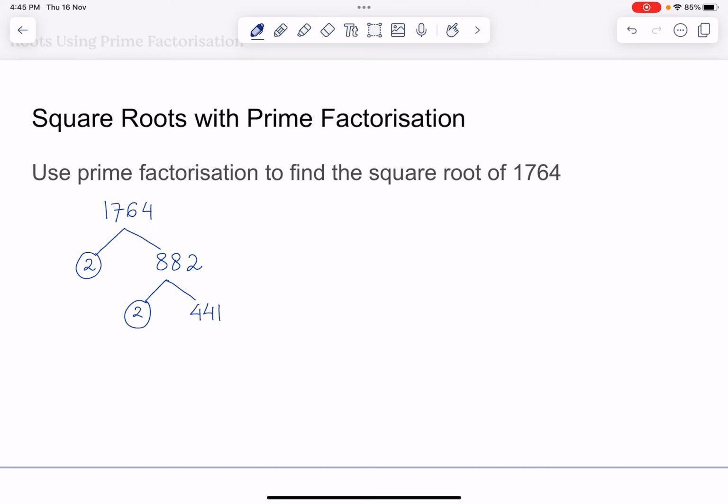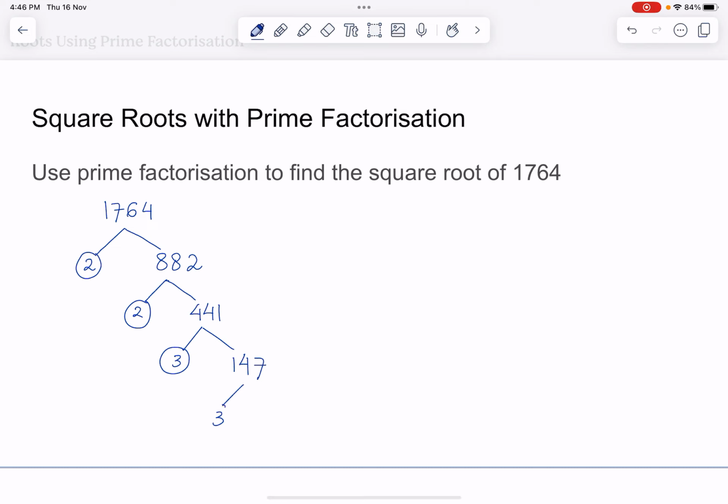But let's check whether it's divisible by 3. Remember the rule of divisibility? We add the digits, 4 plus 4 plus 1, that's 9, which is divisible by 3. So clearly I know this is going to be divisible by 3. So let's see, that's 1, and then 4, and then 7. 147. Okay, one more time, we add 1 plus 4 plus 7, which is 12, which is also divisible by 3.